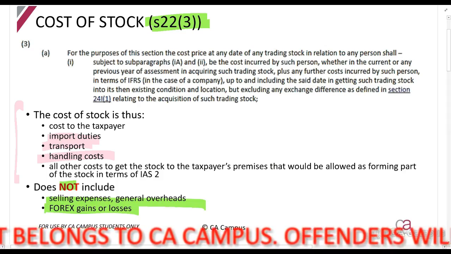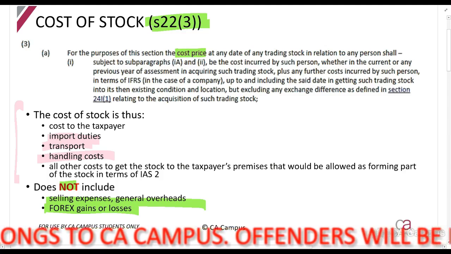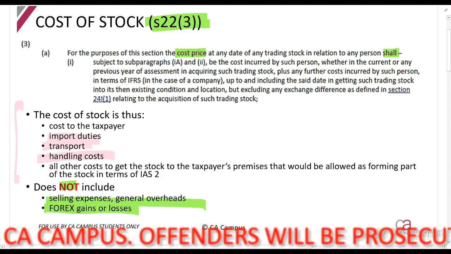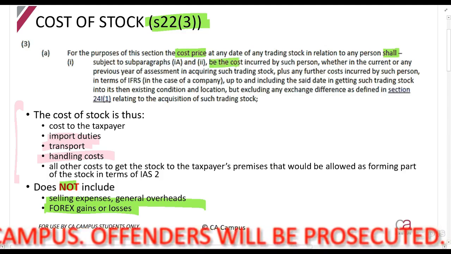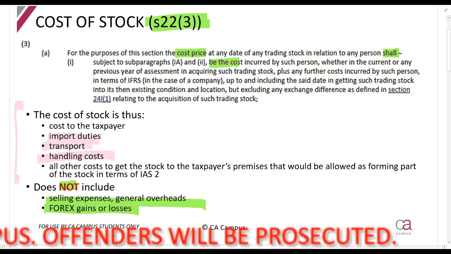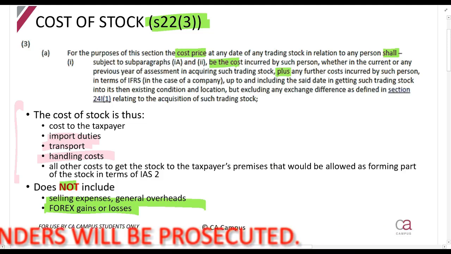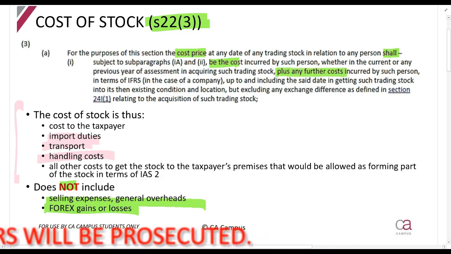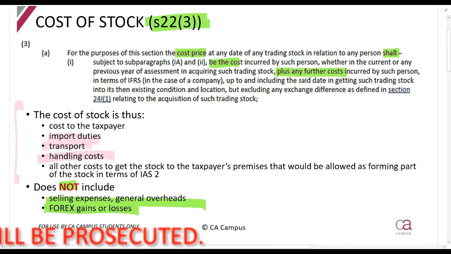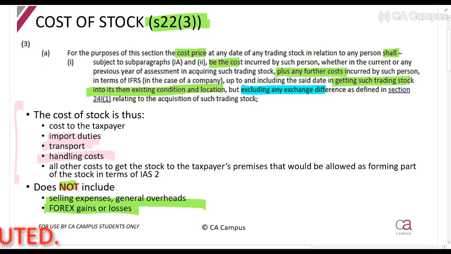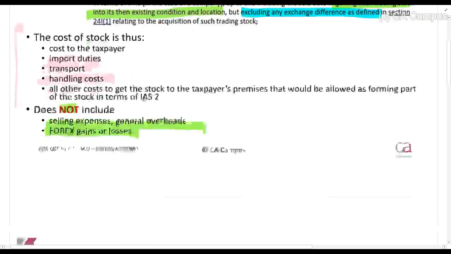So it says, for purpose of this section, the cost price at any date of any trading stock shall, subject to subparagraphs IA and II, be the cost incurred by such person, whether in the current or any previous year of assessment, so it doesn't matter when you spend it, to acquire such stock, plus any further costs incurred by such person in terms of IFRS, up to and including the said date in getting such trading stock into its then existing condition and location, but excluding any exchange differences relating to it. Right, guys, so as you can see, similar to IFRS.